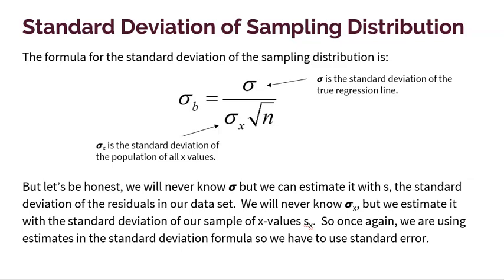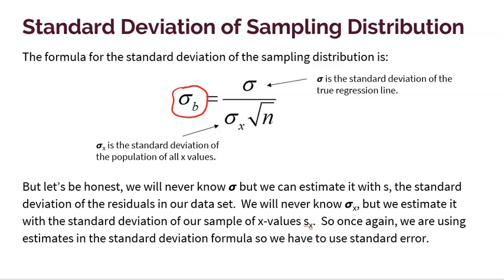So here is the official formula for the standard deviation of all of the sample slopes. That's a little bit tricky, and if you remember in the last video, I said you're not going to be expected to actually use this, but I do want to walk through it. On top is the standard deviation of the true regression line. This is the standard deviation of the population regression line, which, let's be honest, you're never going to really know.